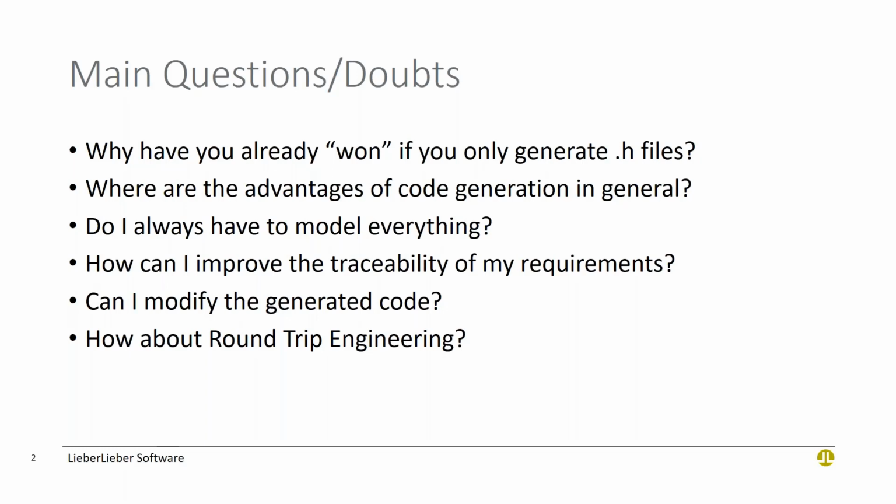And of course, can I modify the code? And how about round-trip engineering? Those 2 points are usually connected. Real round-trip engineering is one of the hardest things you can do with UML and code. But with Embedded Engineer, we think we found a way that makes architects and developers happy. I'll show you as we go along.